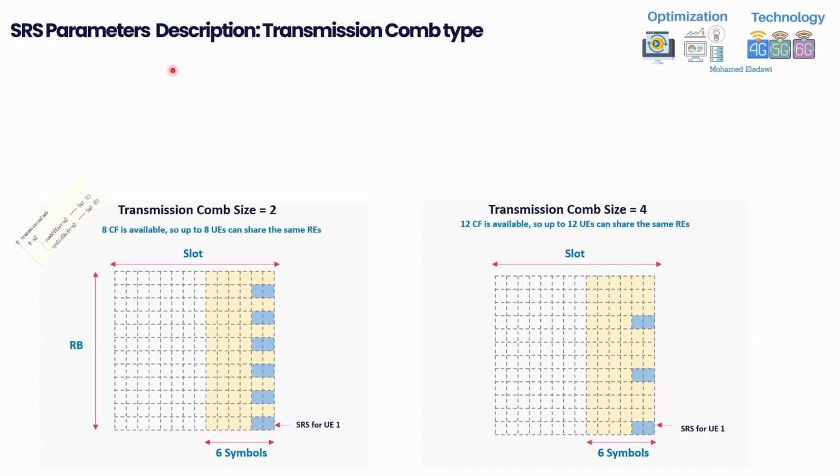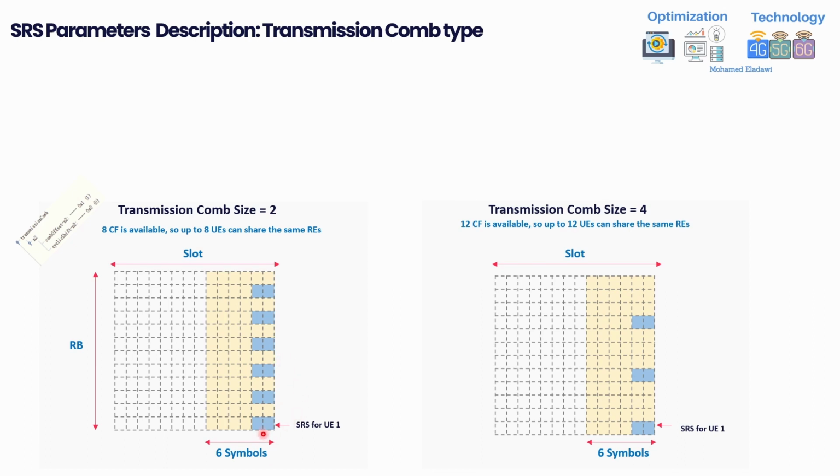Moving forward, here for the SRS, this is the transmission comb type. As I mentioned to you, the SRS is transmitted over the full bandwidth, but each individual UE is not using the full subcarriers within the RB. Assuming that you have 270 RBs being used, the UE is not using the full. The user is using specific subcarriers. For example, if you have transmission comb size 2, this 2 means that every second subcarrier will be used by the UE. For example, if it started here, every second subcarrier will be used, and so on.